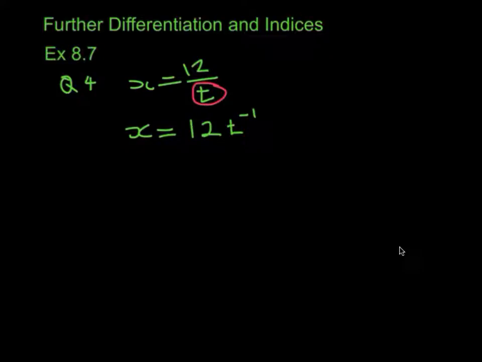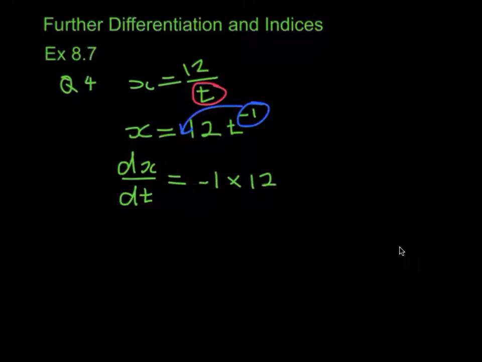And now, finding the derivative is not too difficult. We find that dx/dt will be equal to, we take the power and it comes down the front. So we'll have minus 1 times 12 times t to the power of, and what we do now is we take 1 off the original index, so minus 1 will be minus 2. So finally what we'll have is that dx/dt is equal to minus 12t to the power of minus 2.